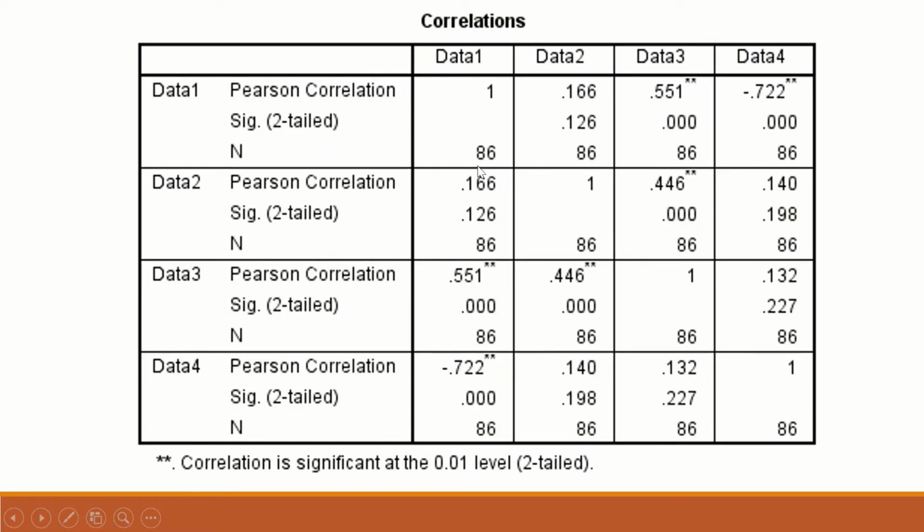However, if we look at the correlation between data 1 and data 4, the R is minus 0.722. That's a strong negative inverse relationship between data 1 and data 4, and it is statistically significant as confirmed by the p-value. So whenever data 1 increases, data 4 decreases. So this is a negative correlation with a statistically significant value.